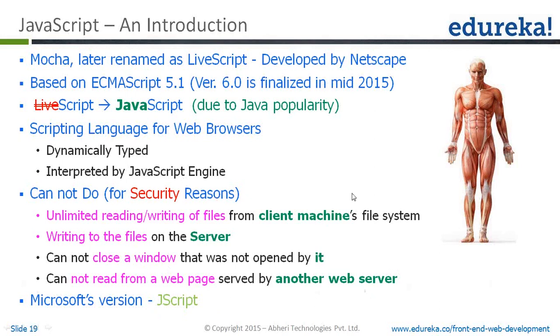For security reasons, using JavaScript, you cannot read and write files on the client machine. You cannot write to a file on the server, or close a window opened by another website, and also you cannot read content from another website. For example, if you have the Microsoft site and the IBM site, the JavaScript code in the Microsoft site cannot read the content on the IBM site, and vice versa.